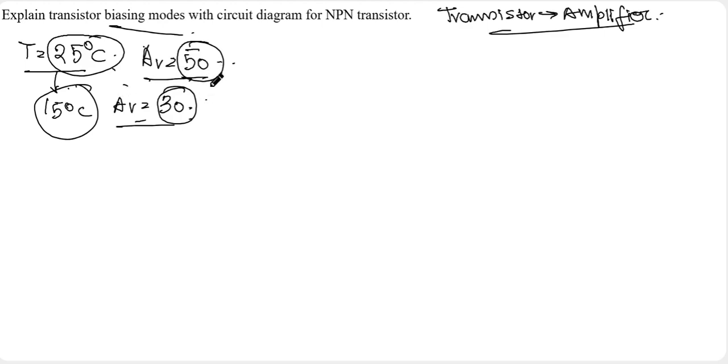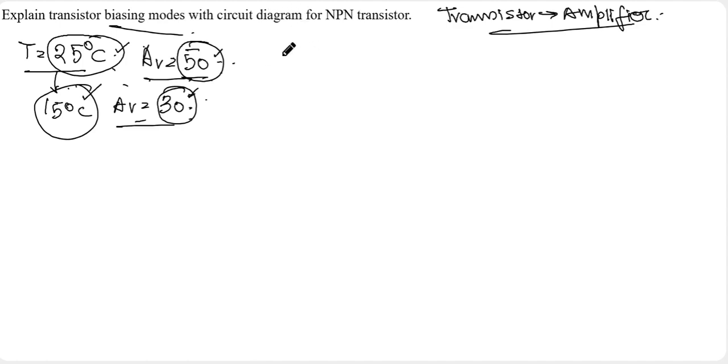So we need to make sure that even if the temperature is changing, suppose here in this case, from 25 degrees centigrade to 15 degrees centigrade, the voltage gain of the amplifier remains the same, or the amplification factor remains the same. So that is the main reason we use biasing.